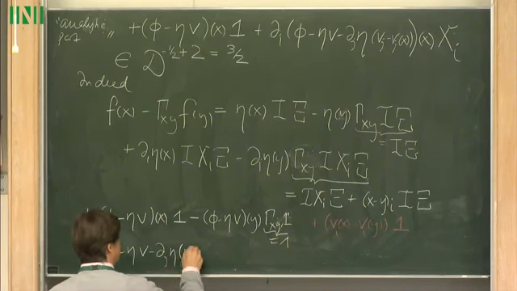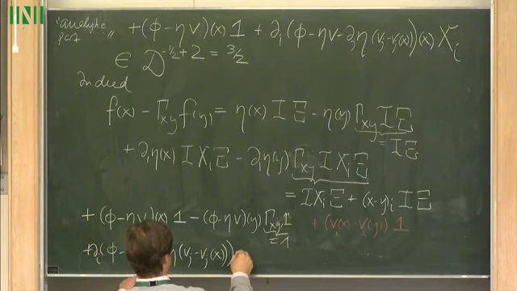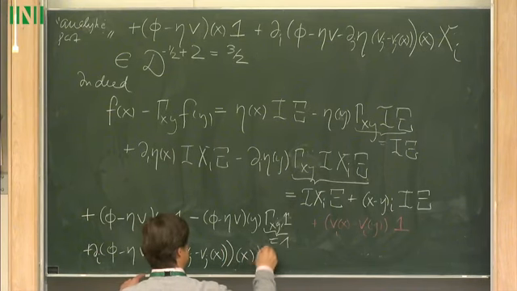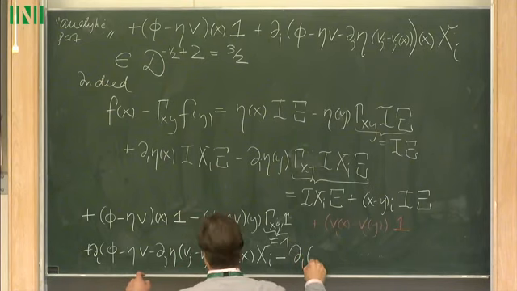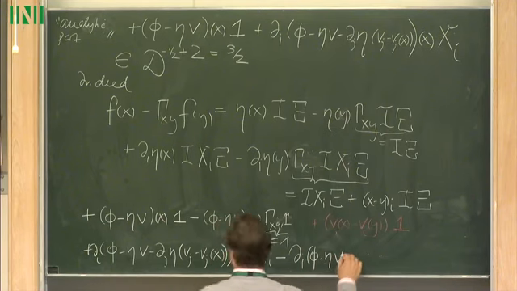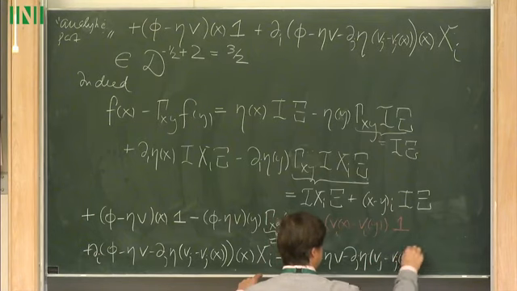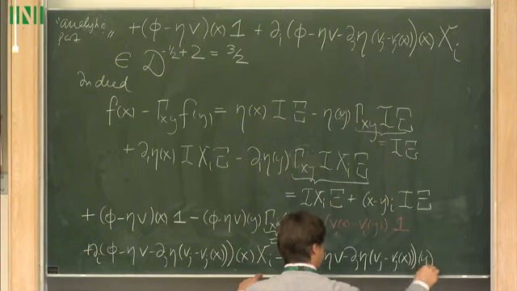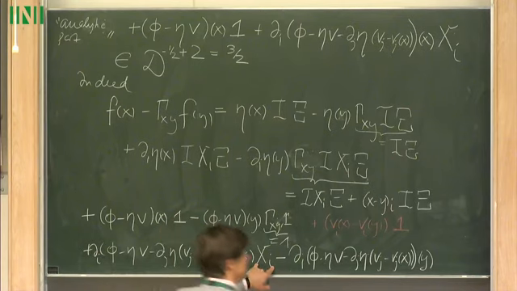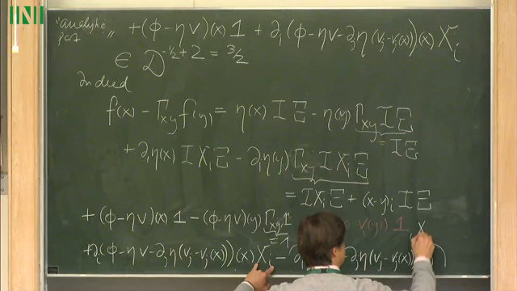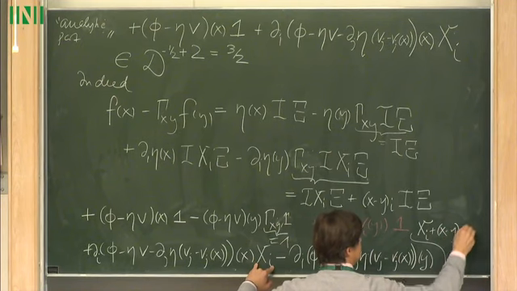vj minus vj x xi minus the same thing at y. At y, and then applied to gamma xy times this here, which is capital the placeholder I plus x minus y times 1.